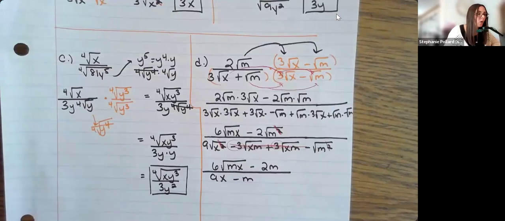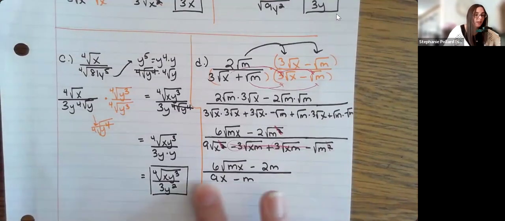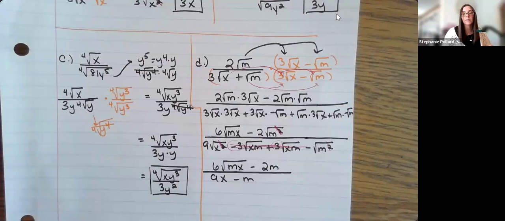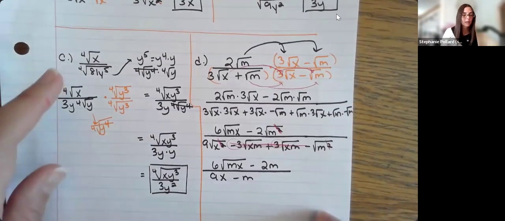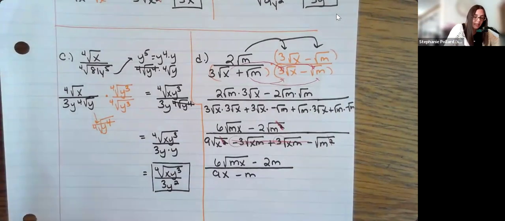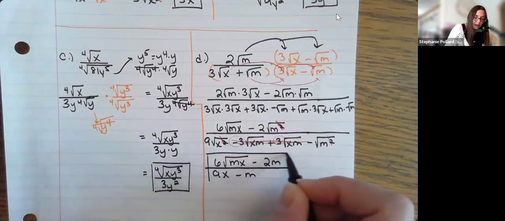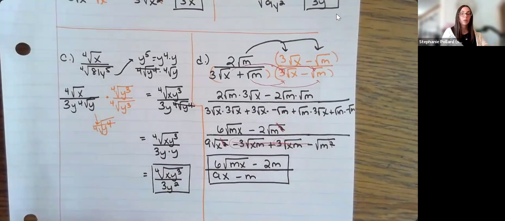Now, remember the goal of rationalizing that denominator is really so that there's just no root in the denominator. It doesn't mean that it's going to look super nice always. It just means that there's no more radical in that denominator. So this is as good as it's going to get. I can't really simplify anything else or combine any more like terms here. So we are done.